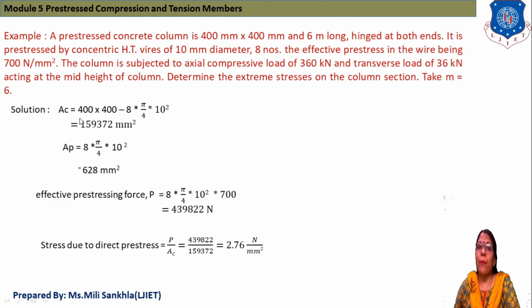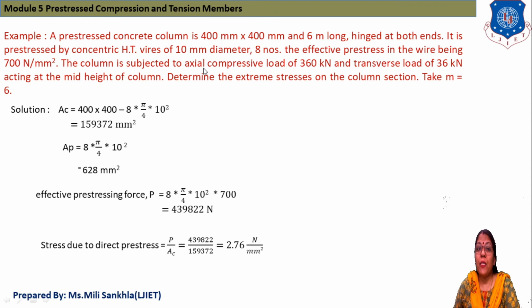Now we solve example number 1 for a compression member. First of all, we read the data. A pre-stressed concrete column is 400 mm by 400 mm and 6 meter length, hinged at both ends. This one is the end condition of the column. It is pre-stressed by concentric high tensile wire of 10 mm diameter, provided as 8 number of bars. Effective pre-stress in wire is 700 Newton per mm square.